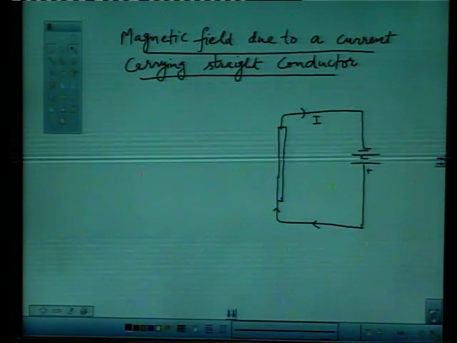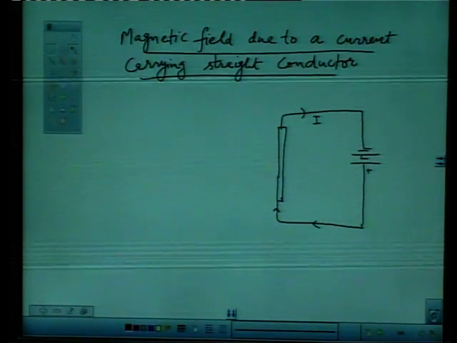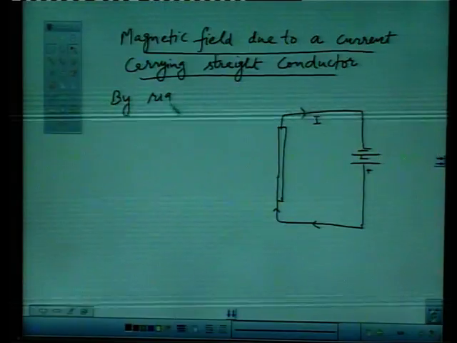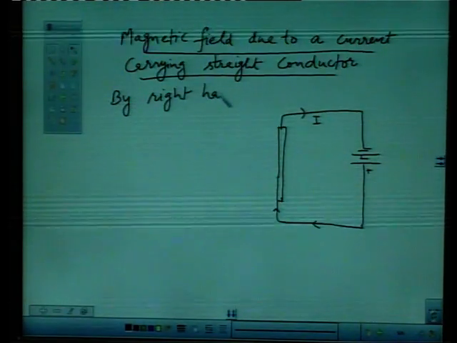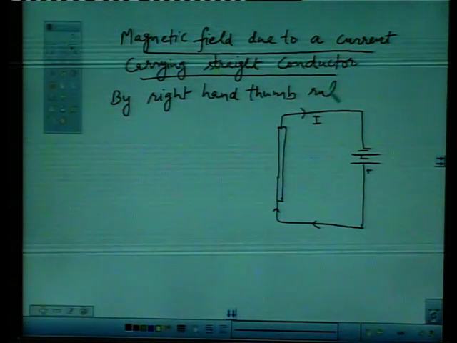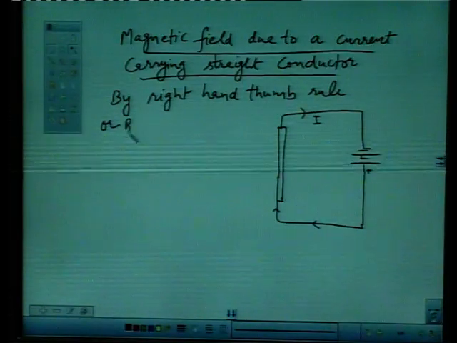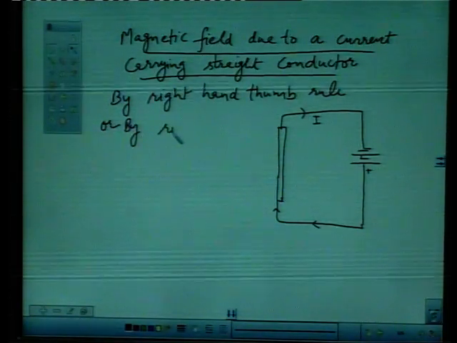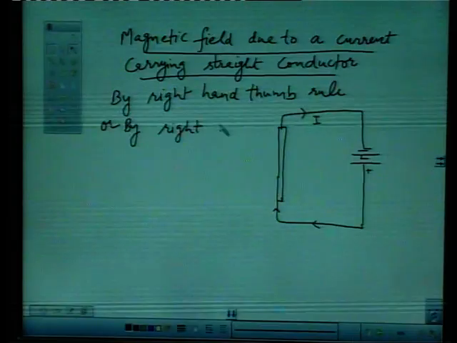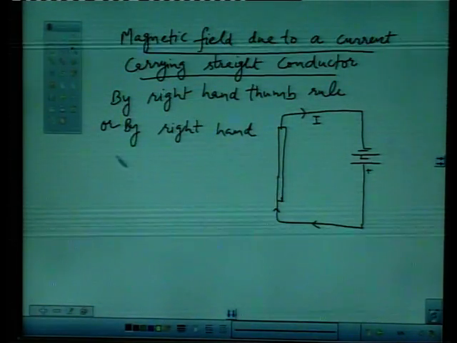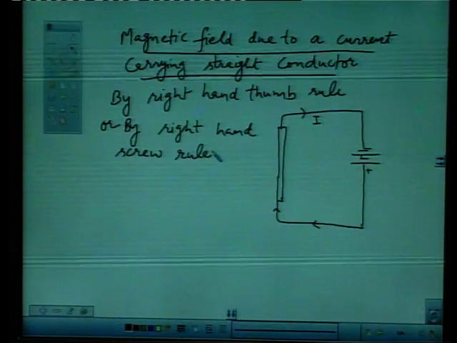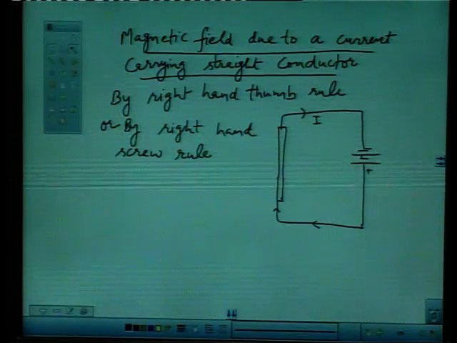So, we can find the direction of magnetic field due to this current carrying conductor by right hand thumb rule or by right hand screw rule. So, these are two rules with the help of which we can find the direction of magnetic field.